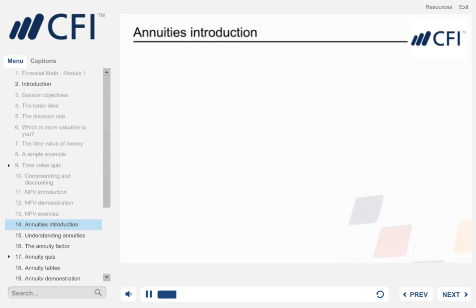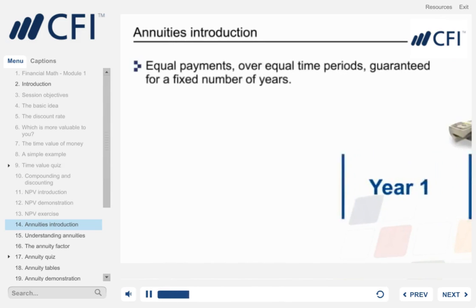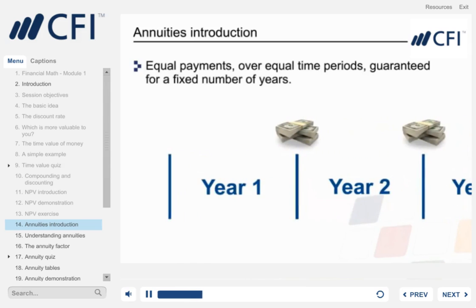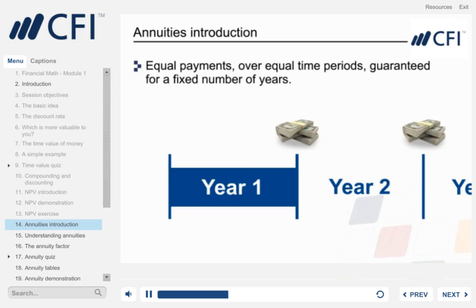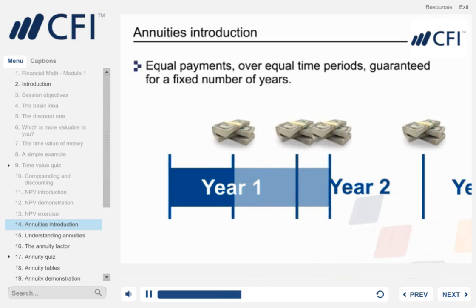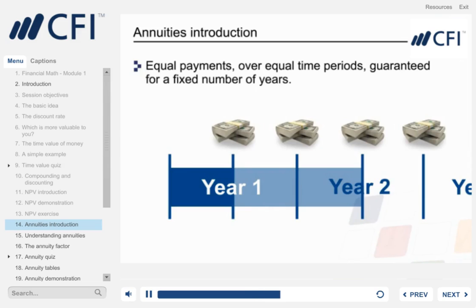An annuity is a series of equal payments at equal time periods and guaranteed for a fixed number of years. Usually this fixed time period is 1 year, which is why it's called an annuity, but the time period can be shorter or even longer. Understanding annuities is crucial for understanding loans and investments that require or yield periodic payments.